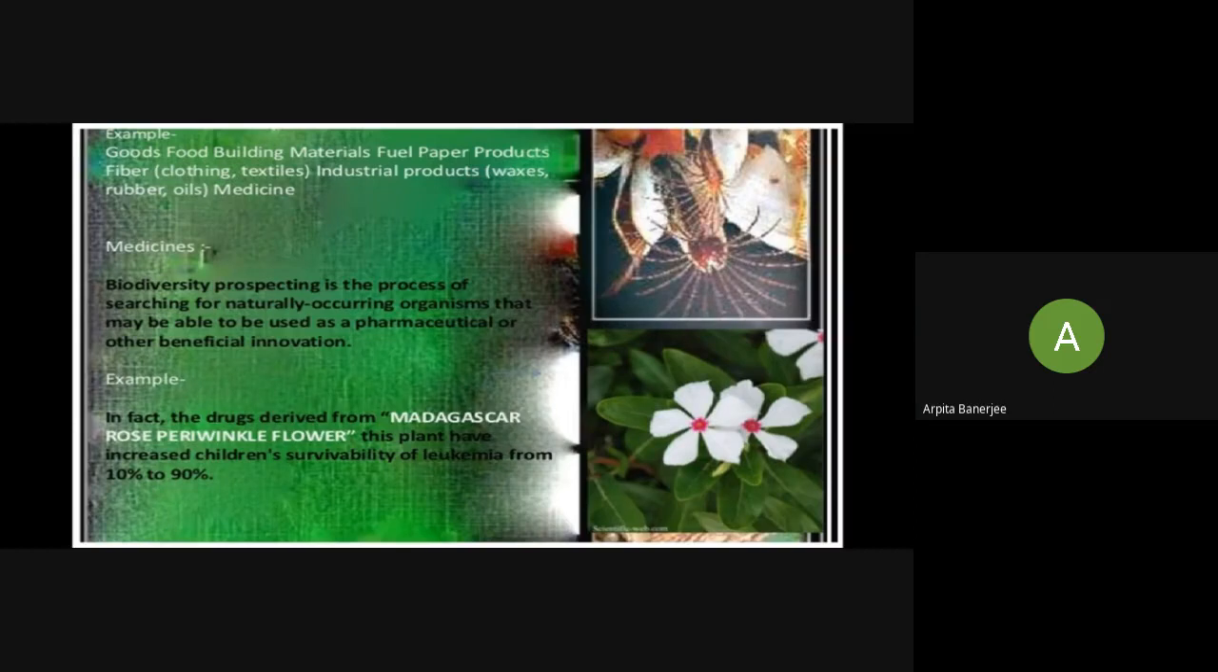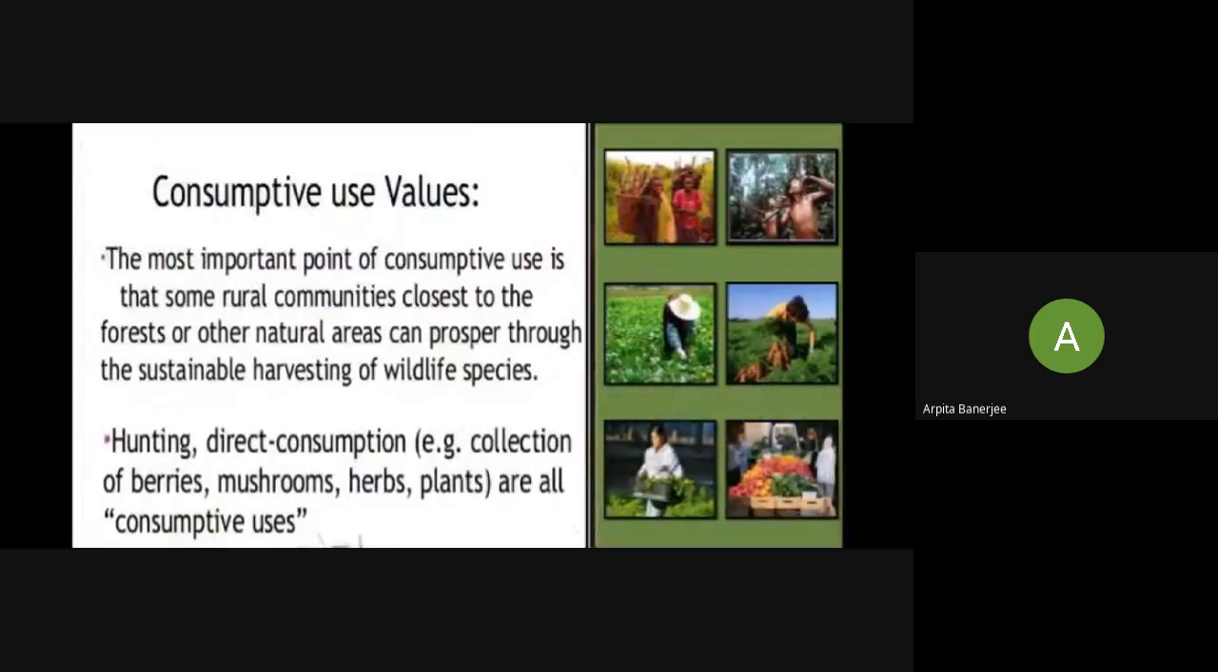It also has consumptive uses. What are they? The most important point of consumptive use is that some rural communities closer to the forest, and other areas, can prosper through the sustainable harvesting of wildlife species, hunting, direct consumption, like collection of berries, mushrooms, herbs, plants are also consumptive uses. For this purpose, biodiversity is important to us.